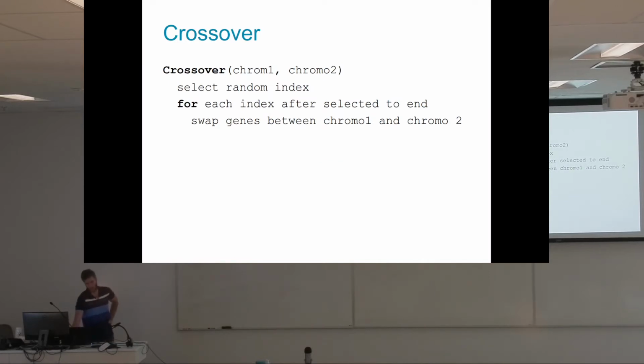So crossover: take 2 chromosomes, select a random index. For each index after the selected one, swap genes between chromosome 1 and chromosome 2. A gene is just the single value. So switch all the 0s and 1s from this one with the 0s and 1s from this one after that index. That's it. These are just an example of 1 mutation and 1 crossover. There are a bunch more.